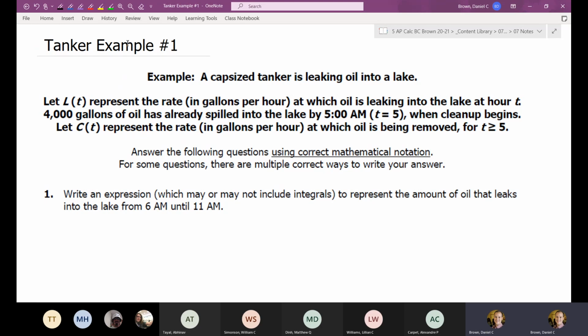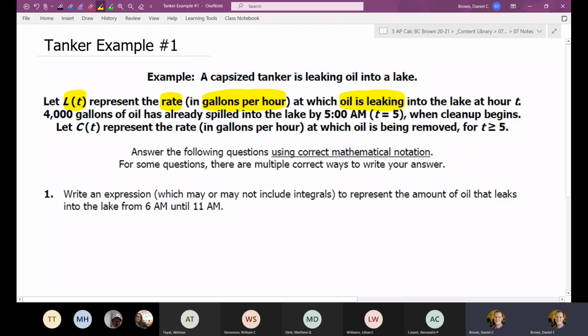So we have the example: a capsized tanker is leaking oil into a lake. They're always going to give you some functions. They'll talk about the units of that function. They'll talk about when that function is starting, like is it starting when t is equal to 0, or a little bit later? We'll have to make sense of that and put all of it in terms of math notation and calculus notation. So this first function we have is L of t, and L of t is representing a rate, in gallons per hour, at which oil is leaking into the lake.